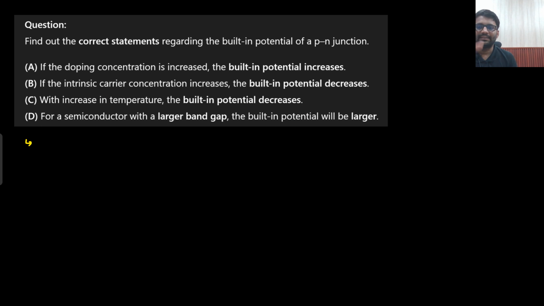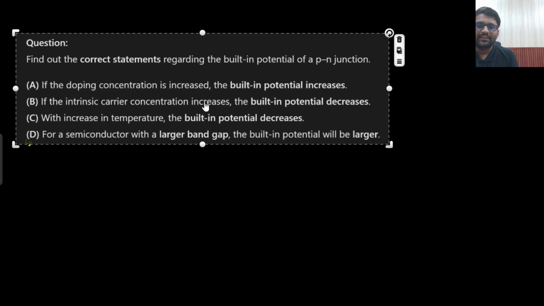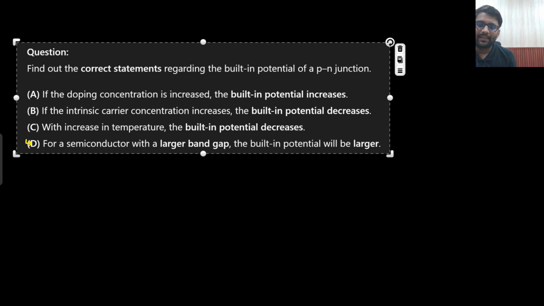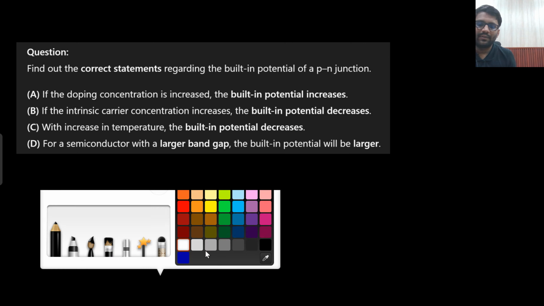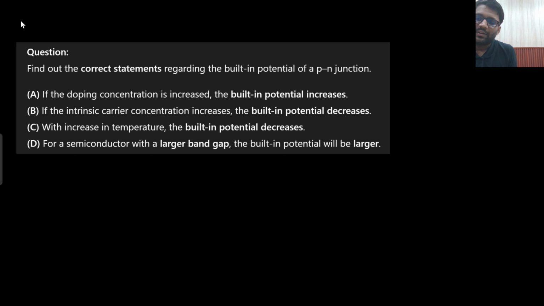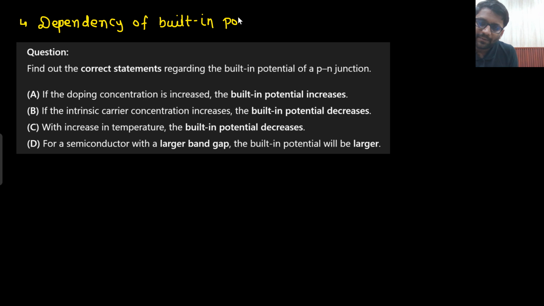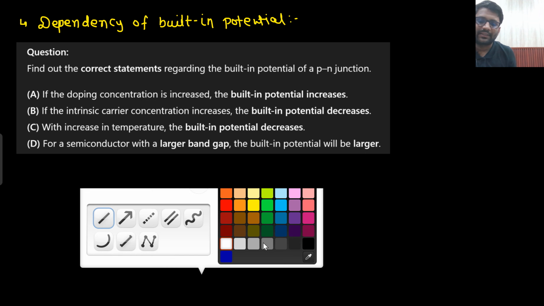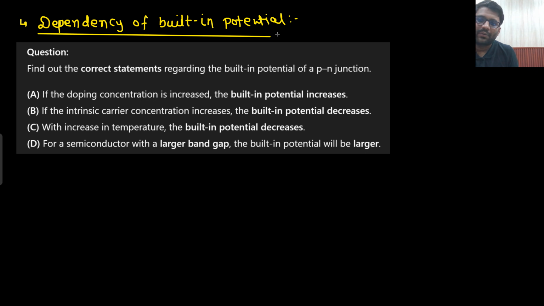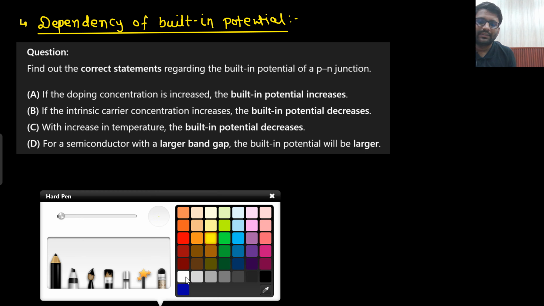So yeah, that's it. Now let's see this question. You can treat it as a concept or you can treat it as a question as well. The concept says: dependency of built-in potential on different parameters. So let's just keep this topic. You can treat this as a question or as a concept as well.